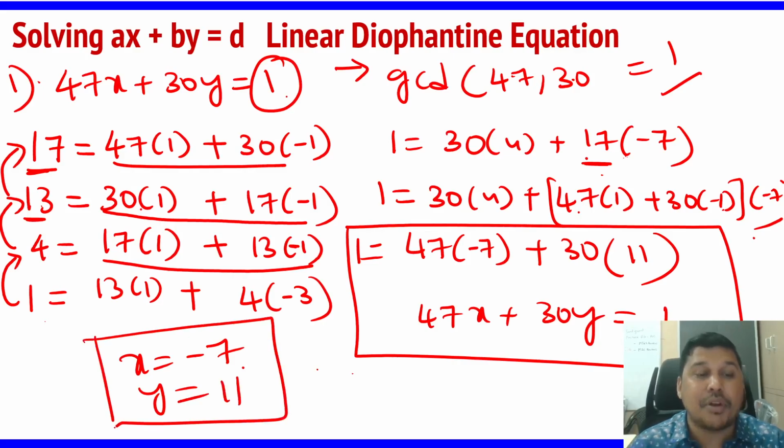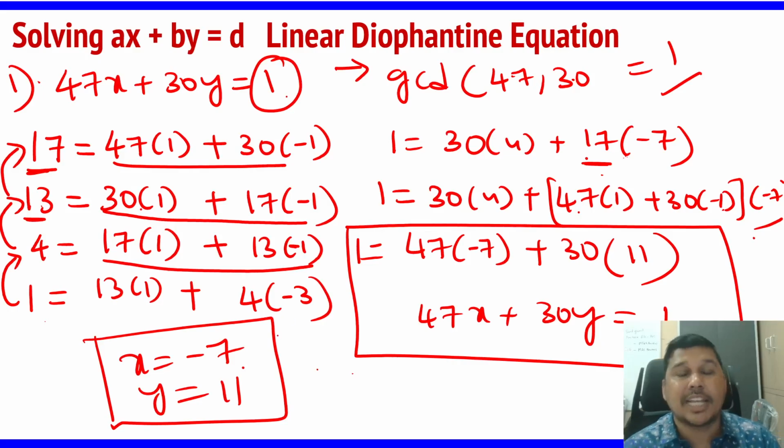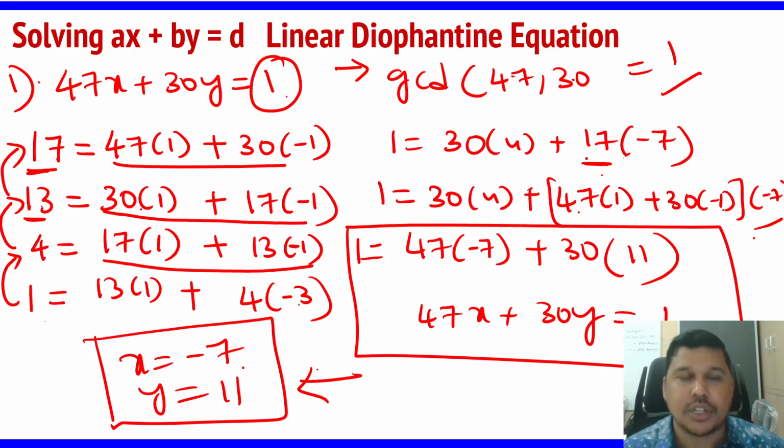Among those infinite number of solutions for this problem, 47x plus 30y equal to 1, using the reverse Euclidean algorithm we are finding one solution which satisfies this, right? Sometimes in competitive exams, if you want to find one solution for this problem, you can use this technique. You substitute 47 into minus 7 and 30 into 11, you get 1 as the answer, right? So this is the linear Diophantine equation, solving ax plus by equal to d, right?